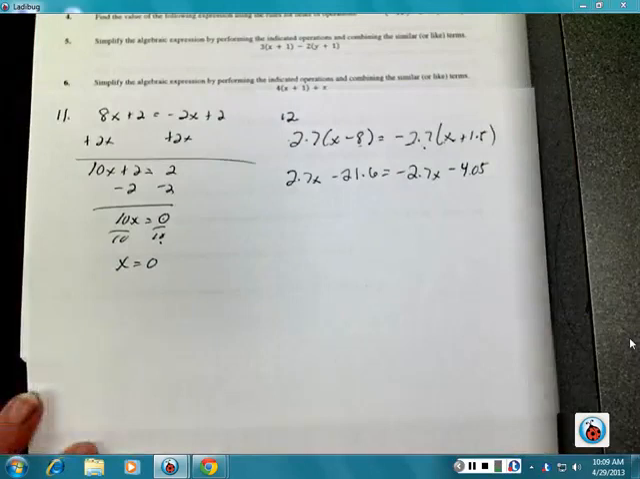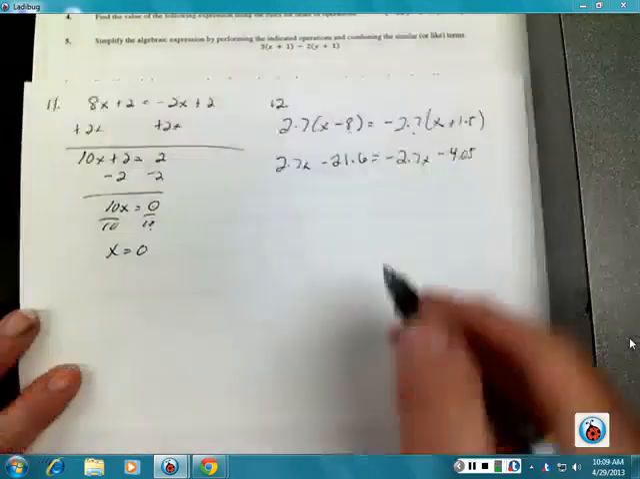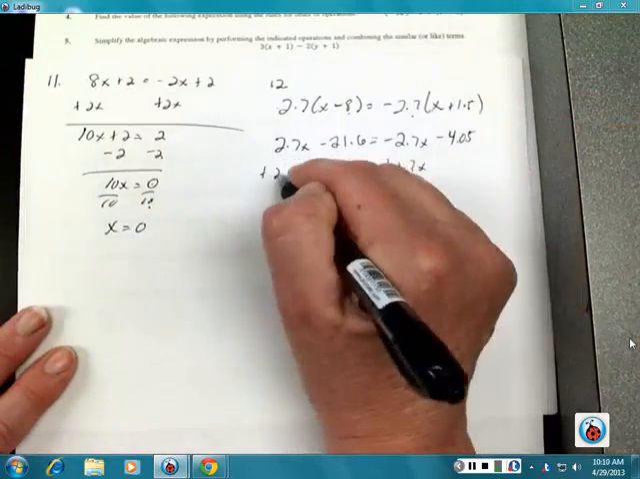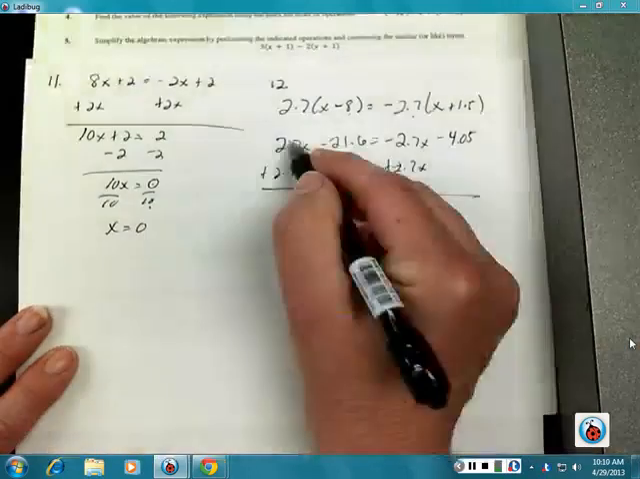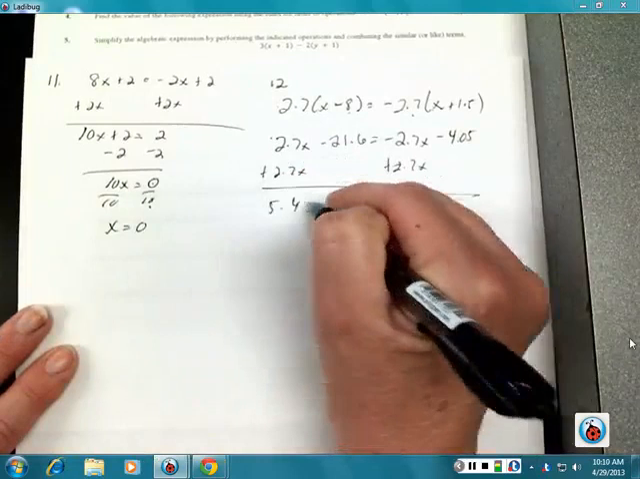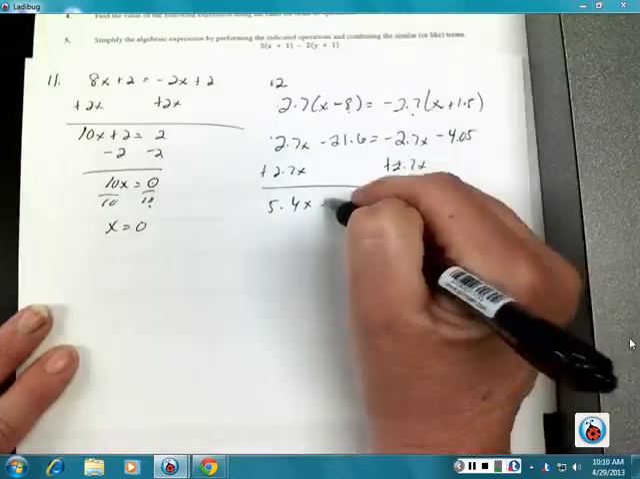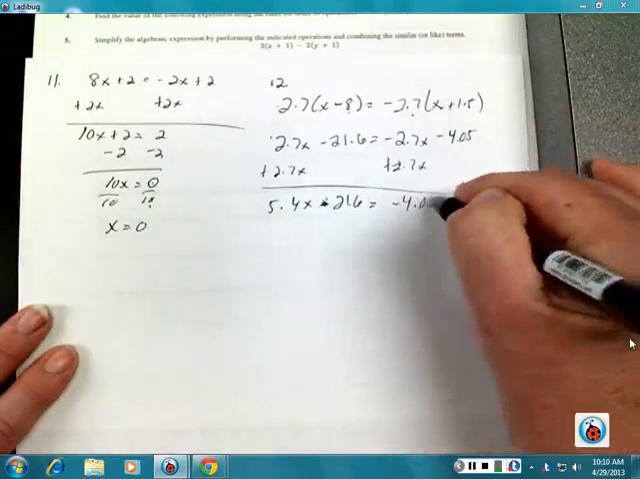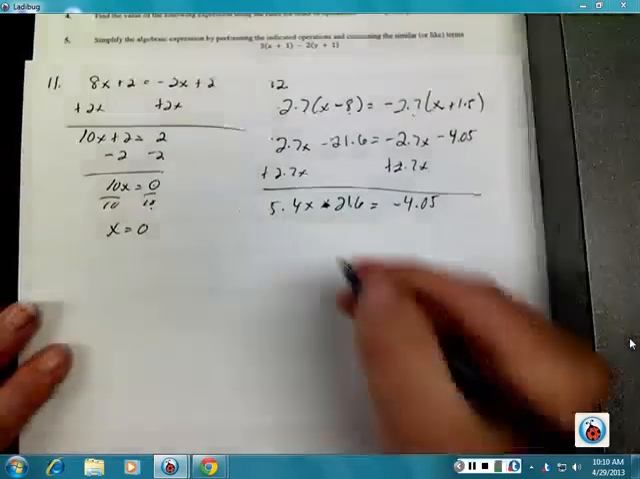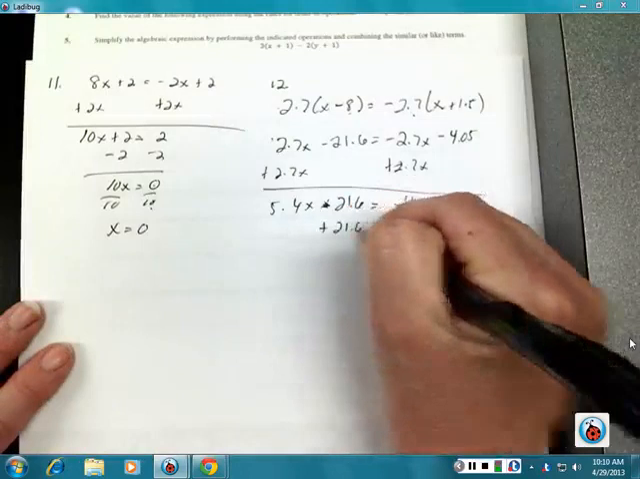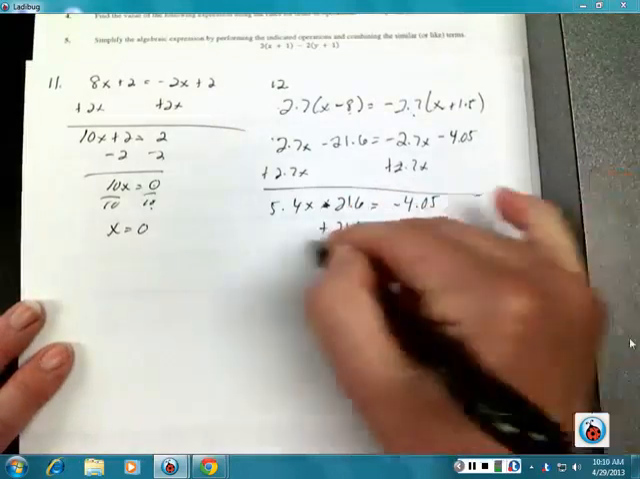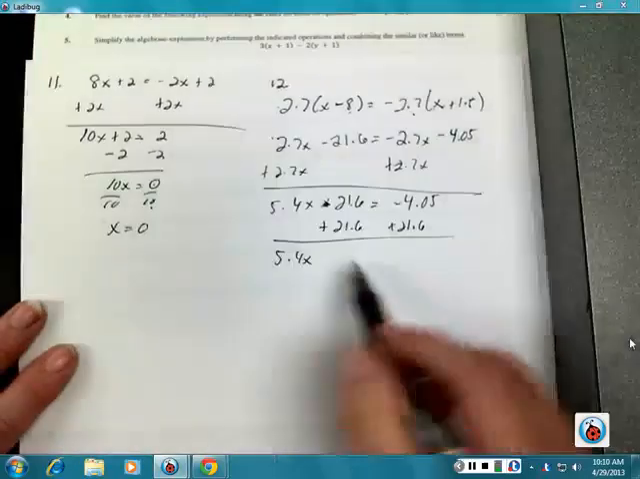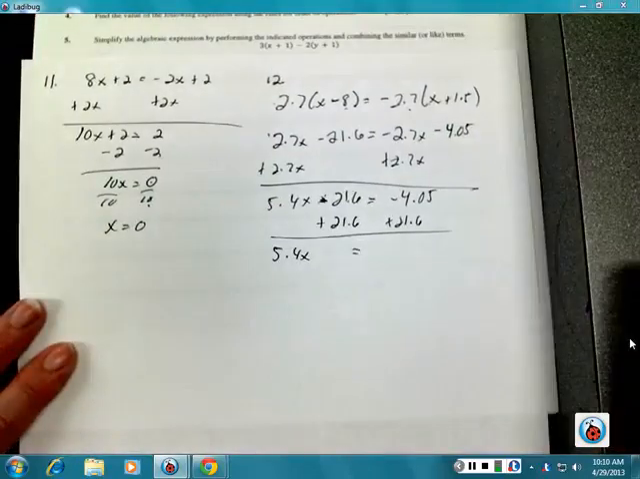Now I need to get everybody together, so I need to add 2.7x to both sides. That gives me 5.4x minus 21.6 is equal to a negative 4.05. Then I'm going to add 21.6, which gives me 5.4x. Those are gone. And 21.6 minus 4.05.